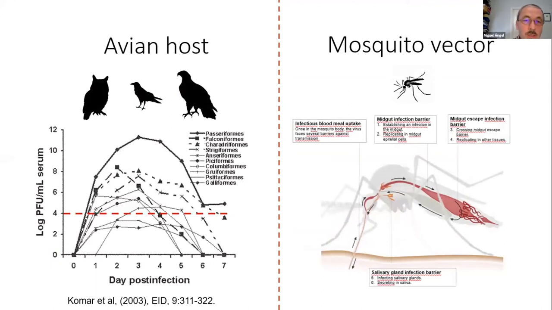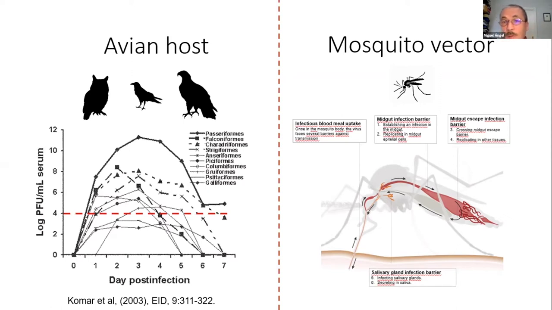In the avian host, the virus multiplies and reaches some amount of virus in the blood, the so-called viremia. Different types of bird hosts reach different viremias. You can see it in the plot, in which, for instance, passeriforms have higher and longer viremias than, for instance, galliforms at the bottom of the list. So passeriforms are better hosts, better reservoirs of the disease, than galliforms, for instance, chickens.